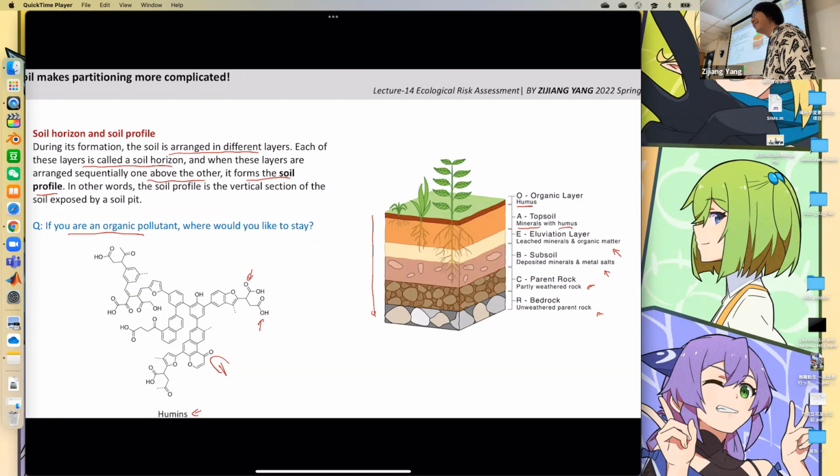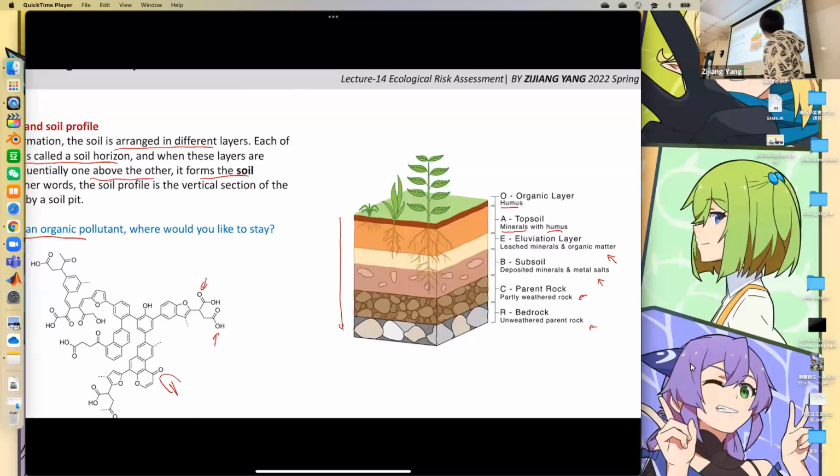So basically, if you are an organic pollutant, you prefer to stay in the organic phase, so you are looking for the organic phases. Yes, the top. If we look at the different layers, we can see that humus is organic, and we have humus and organic matter. So basically, we want to stay in the first three layers because they contain organic matter.